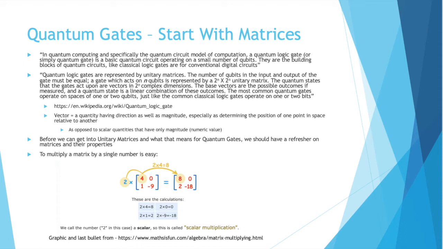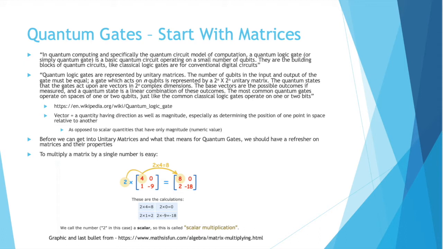A qubit can be 1 or 0, but you don't know until you collapse the superposition. To capture both those possibilities, you need two values, but two values contained inside a single qubit. That's why matrices are used. They capture the different possibilities of the qubits. So let's have a quick review of matrices.